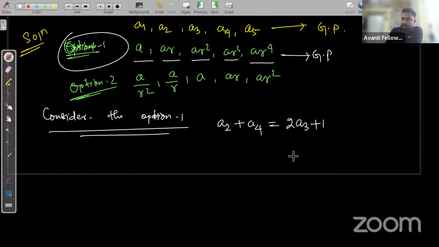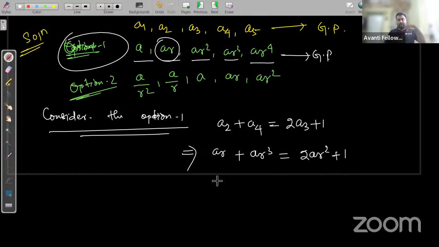Okay. Clear? Chalo, theek hai. So what is A2 here? What is the second term? AR. I'm writing here AR. What is the fourth term? AR cube. AR plus AR cube is equal to 2 into A3, that is 2 into AR square, plus 1, right? So is anything cancelled out? No, nothing is happening. So I am taking this as my equation 1.